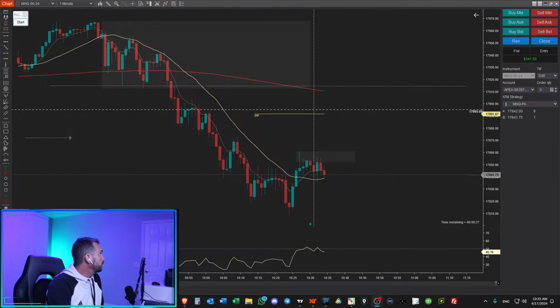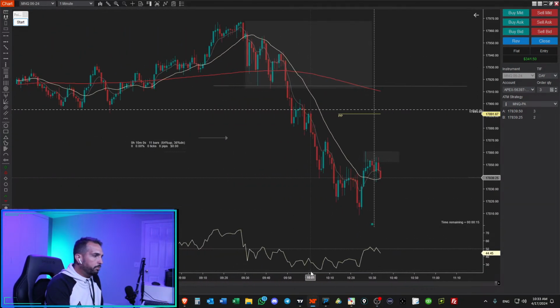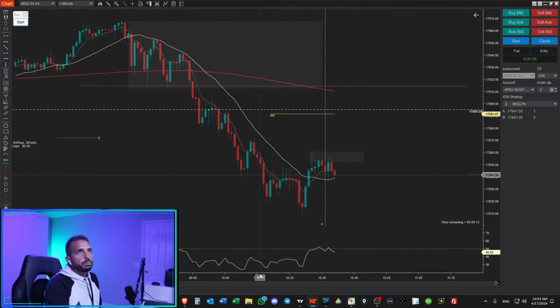So I was thinking of getting long here because of the signal, but I don't want to go against this right now. I think we can still pick up more liquidity at the bottom, and it's a pretty bearish look on the 10-minute.